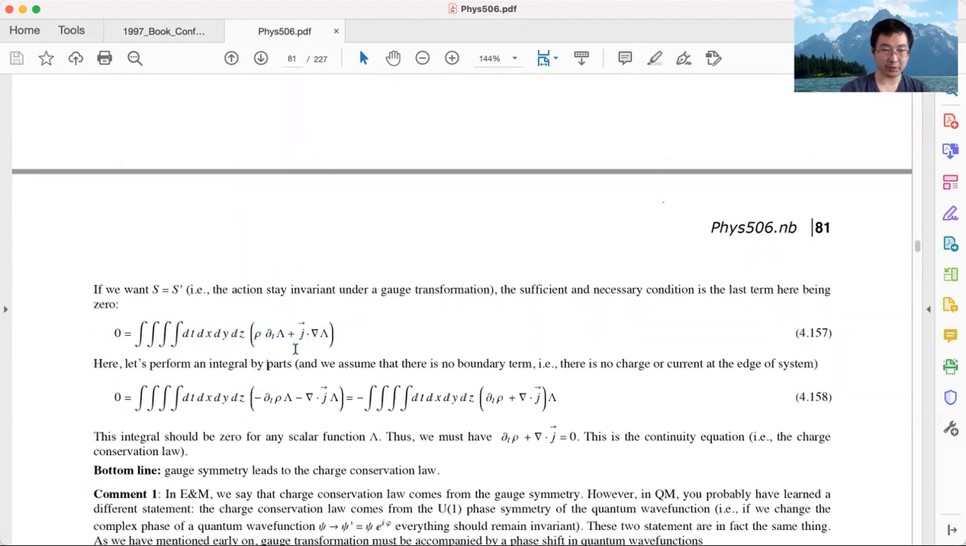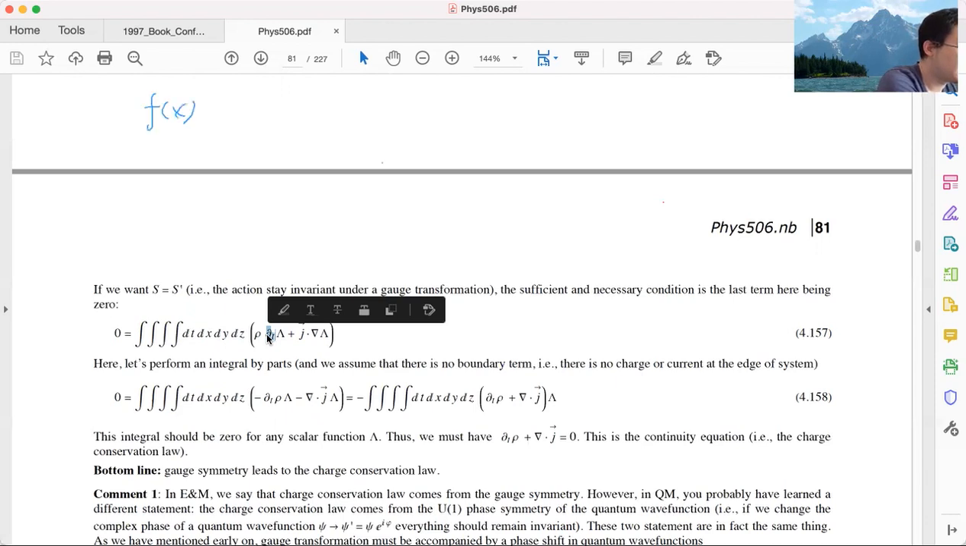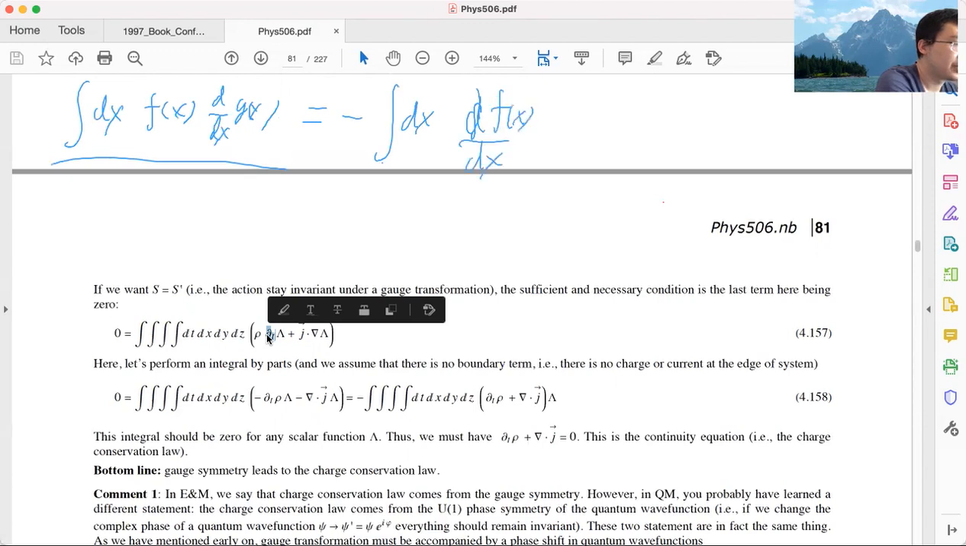Let's look at this term a little bit more. First of all, let's perform a so-called integral by parts. Let me write this down quickly. If we have the integral dx of a function f(x) times d/dx of g(x), we know that this equals minus the integral dx of df/dx times g(x), plus some boundary term or surface term. BT means boundary term. It only appears on the boundary.